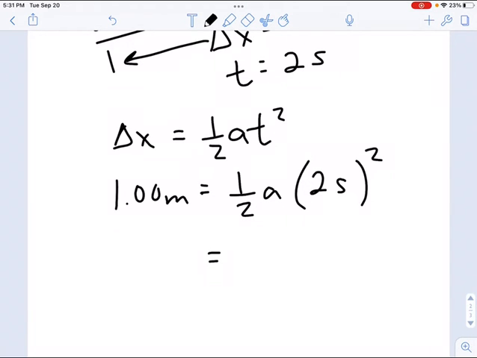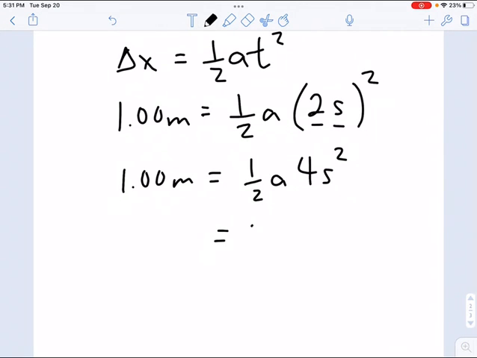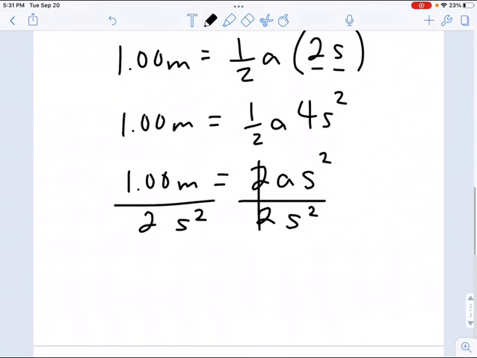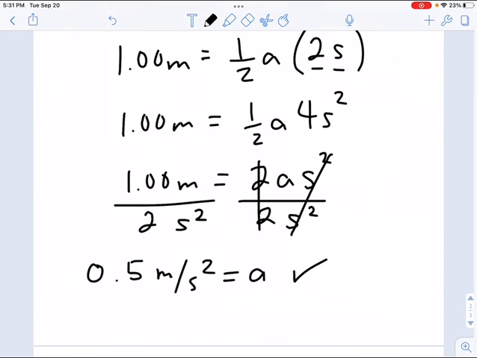Let's do the math here. 2 seconds squared is 4 seconds squared. I'll just show all my steps. The 2 gets squared and the s gets squared. So we have 1.00 meters, and 1/2 times 4 is 2, so I have 2a seconds squared equals 1.00 meters. Then I divide each side by 2 seconds squared. You see the 2's cancel, the s squared cancel, and I'm left with an acceleration of 0.5 meters per second squared. So I just solved for the acceleration down the ramp.